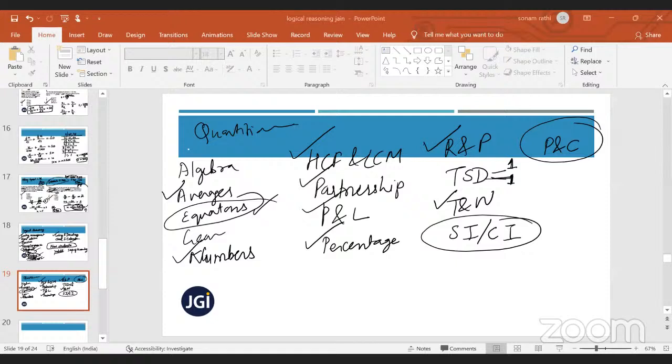Okay, add everyone and please share information with each other. It is good to share information with each other. If you go to YouTube and you find, let's say, a video on averages, or a video on simple interest and compound interest, share it with others.